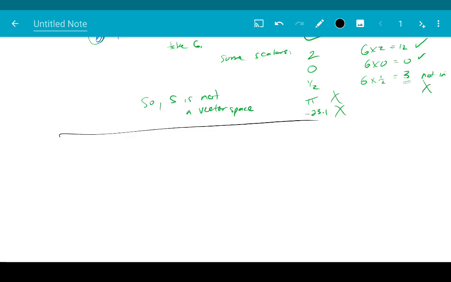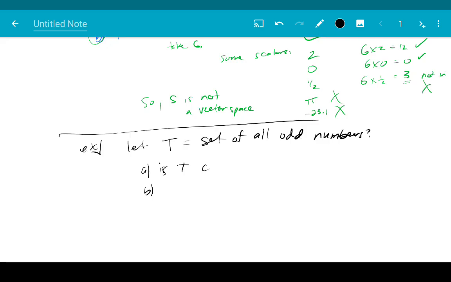Maybe our next example, I don't think I got to this last time. How about this? Maybe I'll call it something different. How about T is the set of all even numbers. Sorry, we just did even. I meant to switch it. All odd numbers. And I'll ask the same two questions. Is T closed under addition? Should probably come up with an abbreviation for that.